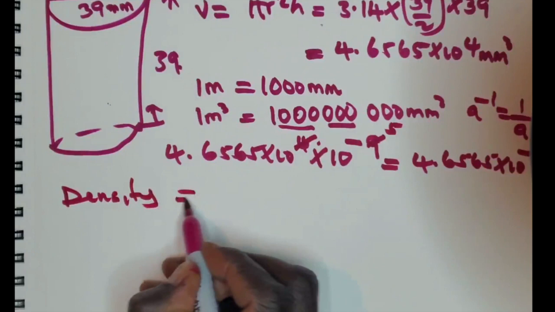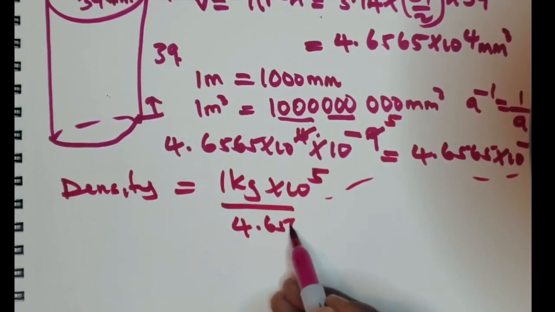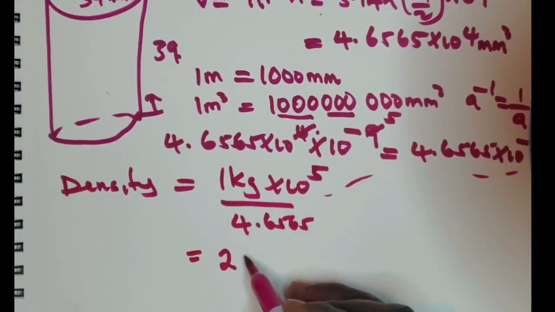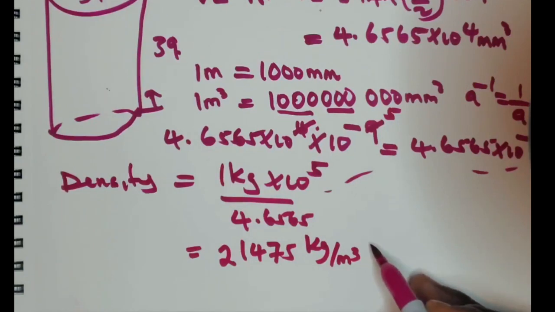And then the density here will be 1 kg times 10 to the power of 5 over 4.65. You can calculate and get the right answer.